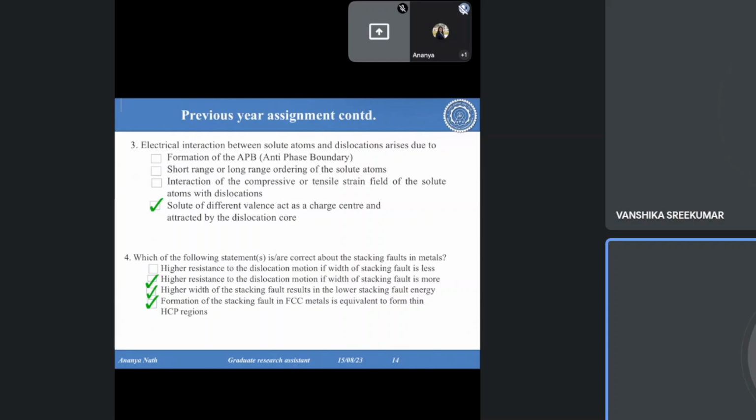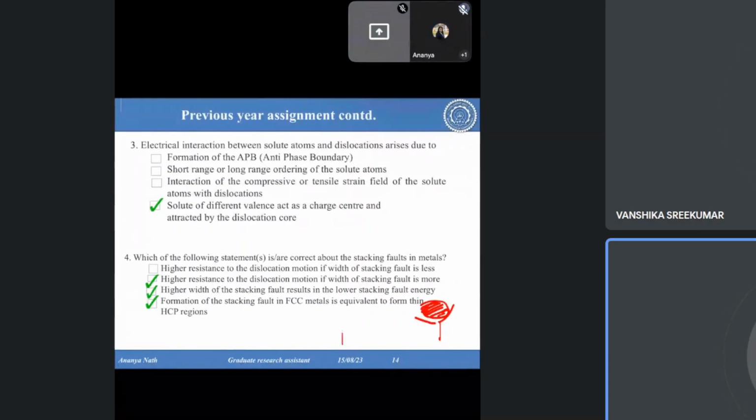Stacking fault width being more means the distance between the dislocations is more. In a stacking fault, a normal dislocation has been divided into two, and in this middle portion the solute atom has been seated because it finds less energy there.